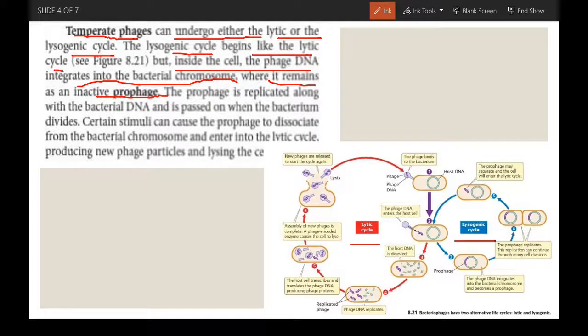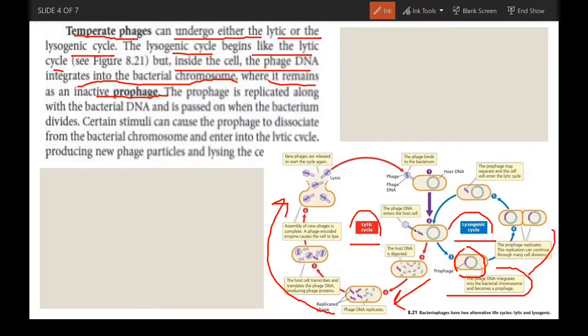So this tells us the main difference between the lytic and lysogenic cycles. In the lytic cycle, the host DNA is digested and phage particles are released through lysis, but in the lysogenic cycle the phage DNA integrates itself into the bacterial chromosome. The prophage is integrated into the bacterial chromosome, and then it replicates along with the bacterial chromosome. But after many cycles of the lysogenic cycle, they enter into the lytic cycle again.